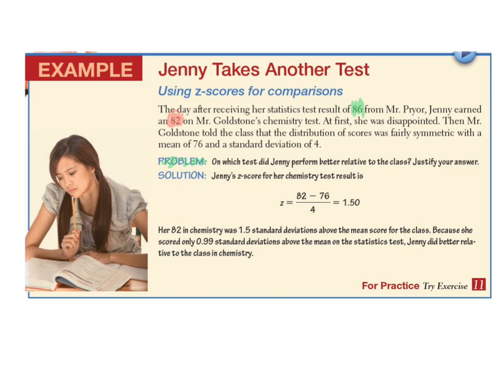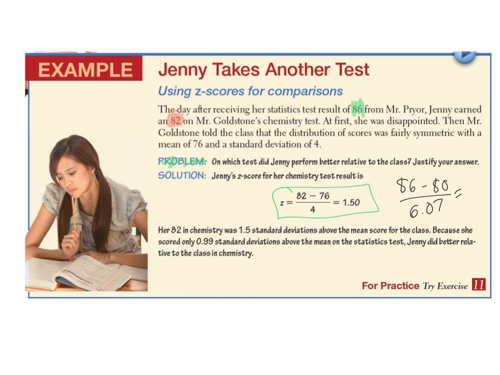So what we're going to do is determine her z-score for her chemistry class. We can see that that work has been done for us here by subtracting the mean and dividing by the standard deviation. Jenny has 1.5, so she did 1.5 standard deviations better than the mean. Now, if we calculate the statistics test, I'll quickly do that out here: 86 minus 80 divided by, I think it was 6.07. If we do that on the calculator, you're going to get 0.99.